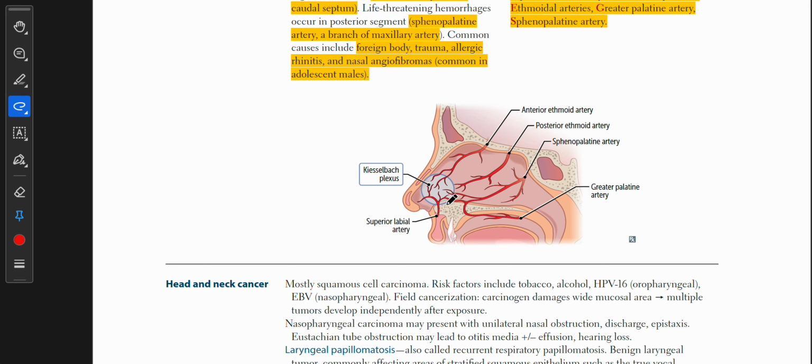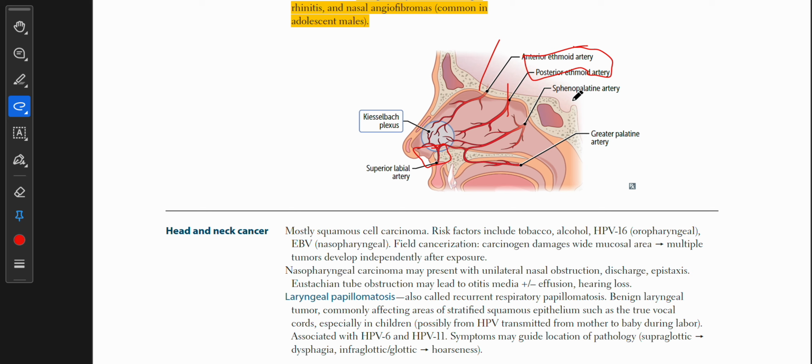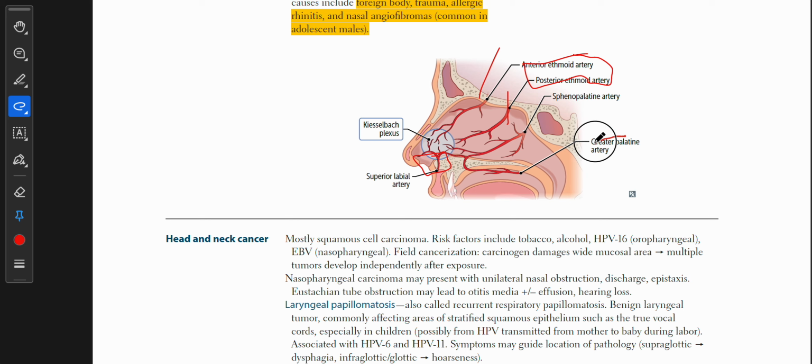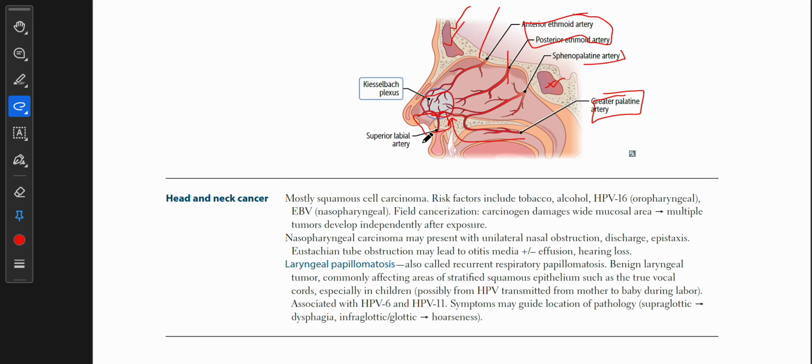You can look at the superior labial artery here, L for legs, and then the ethmoidal arteries: this is the anterior ethmoidal artery, and this is the posterior ethmoidal artery. Then G for greater palatine artery, which enters Little's area from the palatine region, and then there is the sphenopalatine artery. This here is the sphenoid sinus, and this is the frontal sinus. This plexus forms the area called Kiesselbach's or Little's area, which is very prone to nosebleed.